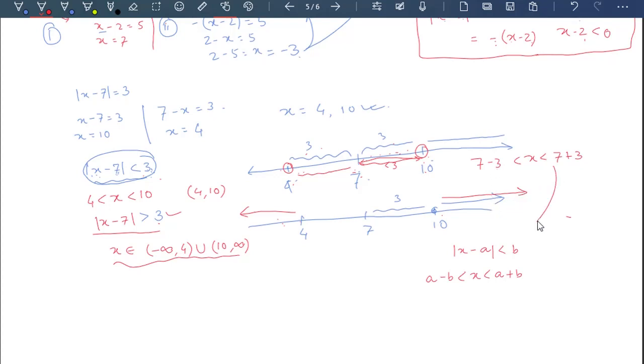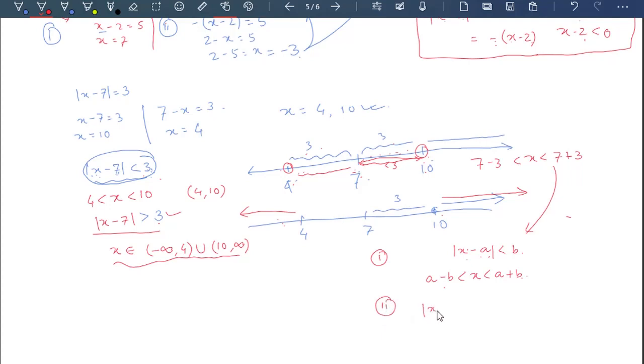We want to generalize this fact. The distance of x from a should be less than b. The distance of x from a on the left-hand side is less than b. So x lies between a minus b and a plus b. This is case number 1. And this is case number 2.